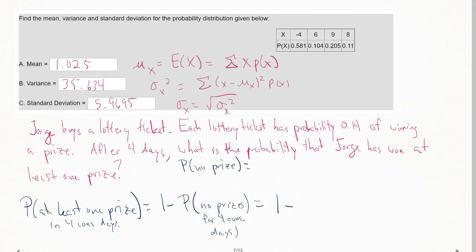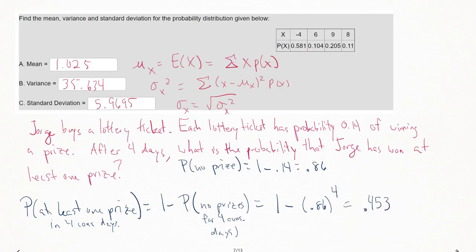So the probability of no prize, by the way, was 1 minus 0.14, which equals 0.86. So when we do no prize for 4 consecutive days, here's all you have to do. You go 0.86 times 0.86 times 0.86 times 0.86, or an easier way to write that, since they're all the same, is 0.86 to the fourth, right? So in this case, you just hit 1 minus 0.86 to the fourth, and you'll get your answer of 0.453, essentially.